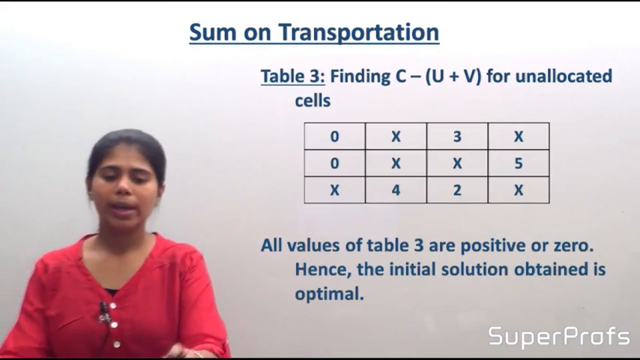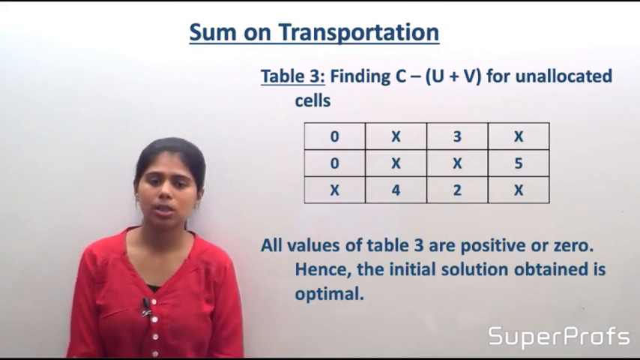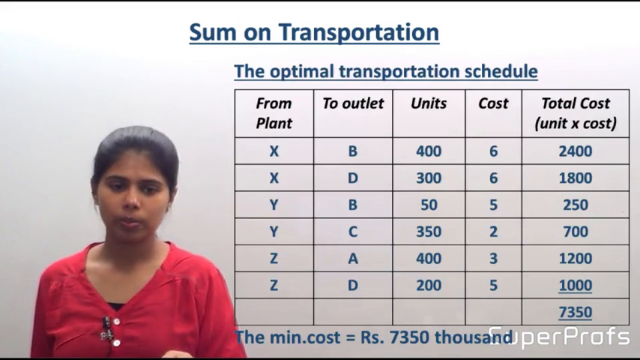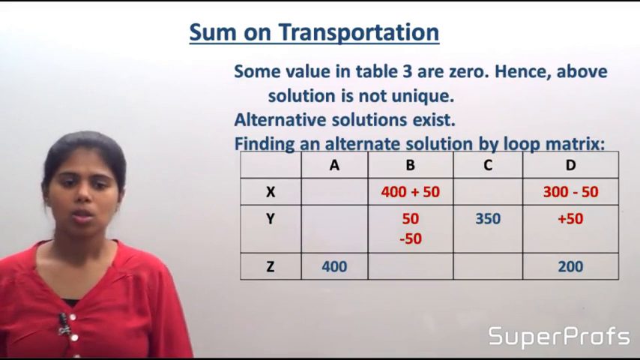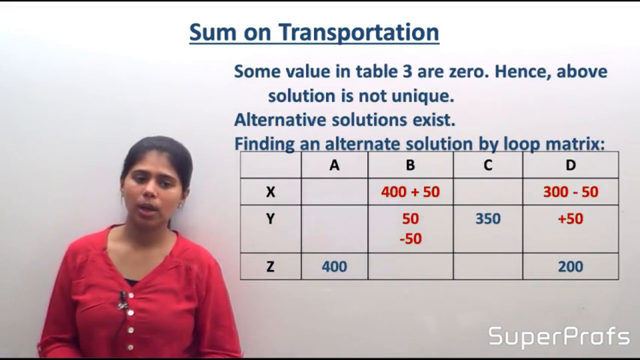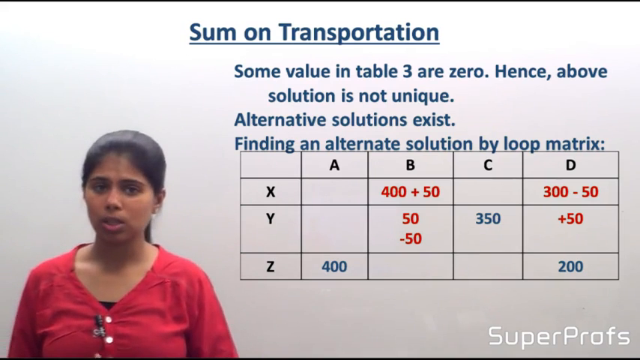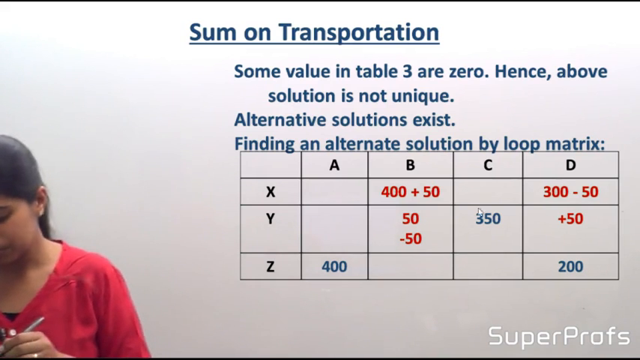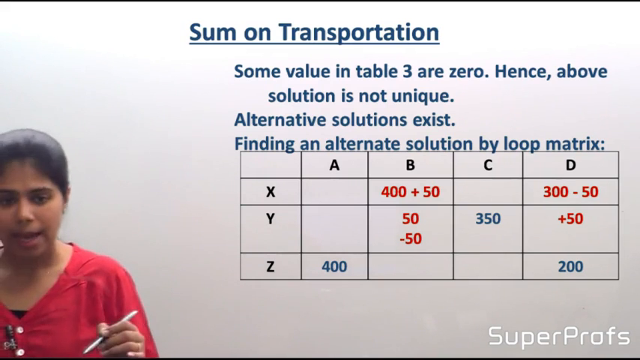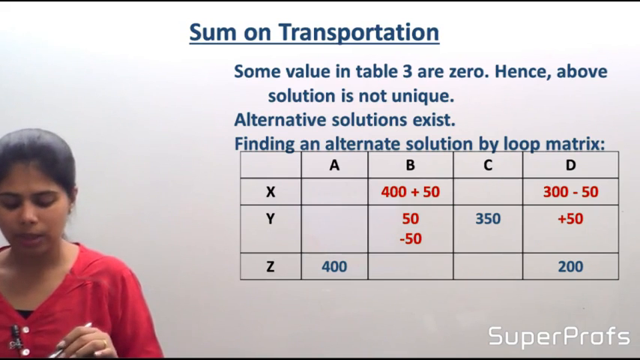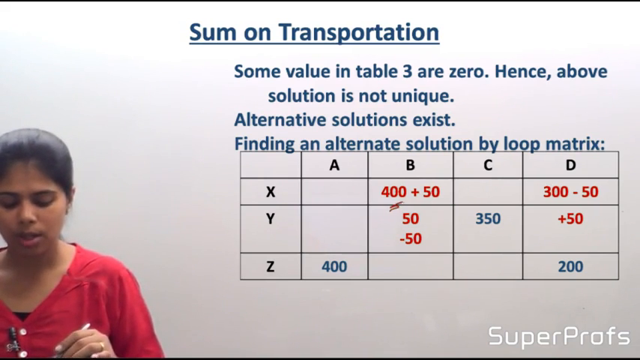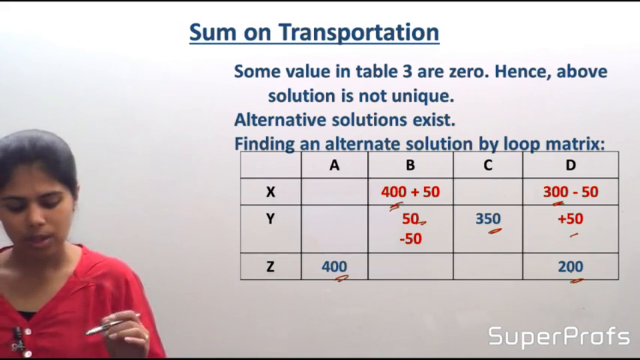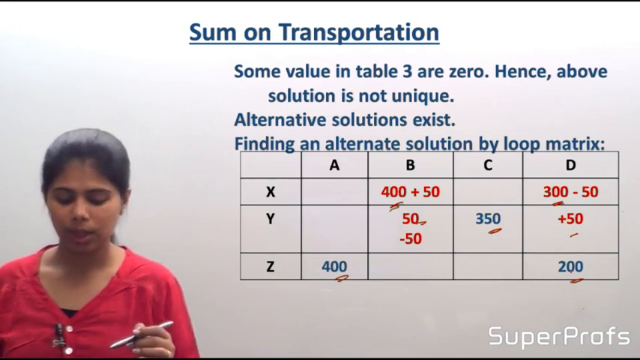Yes, we had zeros over here and therefore an alternate solution is possible. Some values in table 3 were 0 and therefore the above solution was not unique and alternate solutions exist, and we are going to find the loop matrix. If you see over here, in this loop matrix I have put down the allocations that were done: 400, 350, 50, 400 and 200. These were the initial allocations.